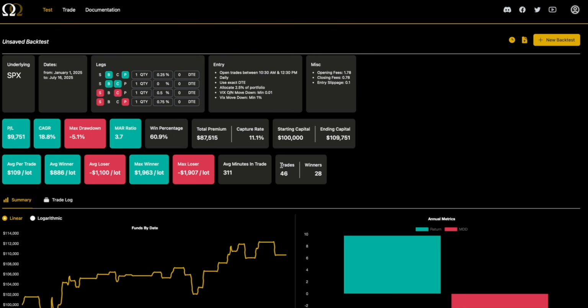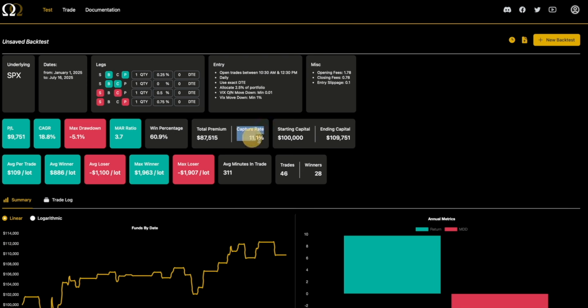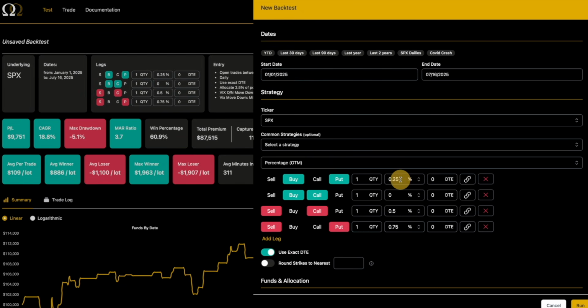Now, again, this is a very small sample size. This is not statistically significant, I would say, 46 trades. But I think we had exactly the same number of winners. And our capture rate's pretty good. 11.1% is pretty good. And so if you look at it, the average winner is still smaller than the average loser, but we're winning most of the time, and that's why the numbers work. Let's just take this a little bit farther.